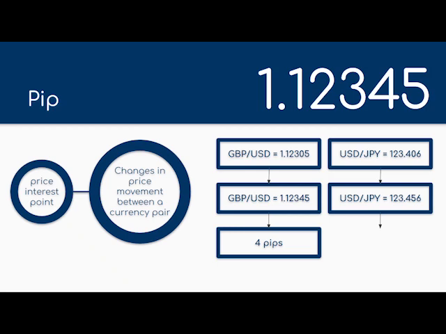For JPY pairs, which is Japanese yen pairs, the pip is displayed in a different manner, having 3 digits before the point. As you can see here, 123.406, and it moves to 123.456. It has moved 5 pips.